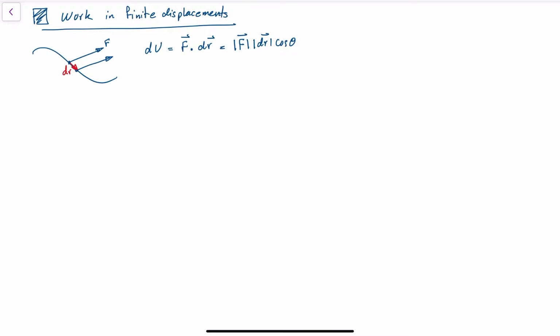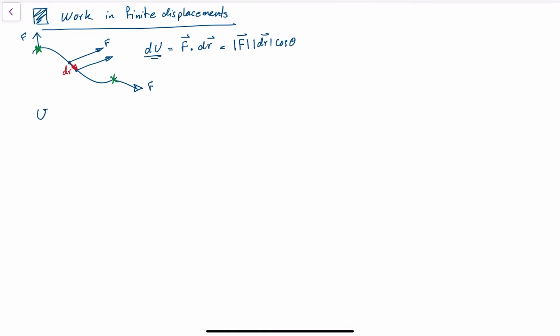Now the question is, what happens if the displacement is not small? For instance, if we want to go from one point to another, when the displacement is big, and likely during the displacement the force also changes. Both its magnitude and direction may change. How do we define work in longer, finite displacements? You probably can already guess why I wrote it as dU. And the answer is because we are dealing with a scalar function.